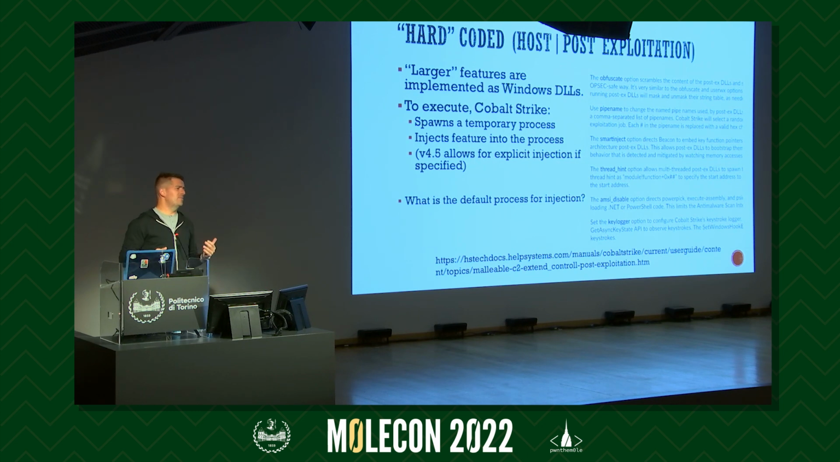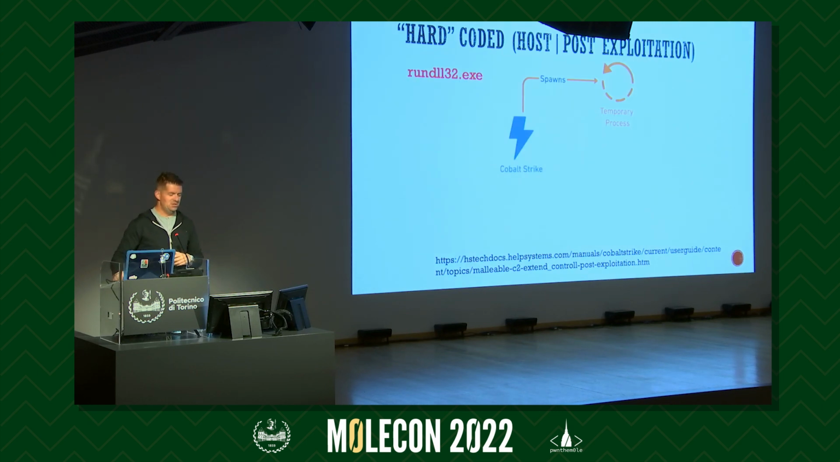But I like to just summarize it and say, that's great, that's cool, just tell me the process, because I'm here to write detections and I'm here to look for malicious activity. And that process is rundll32. Rundll32.exe is the default process Cobalt Strike injects something malicious into, and we're going to use that to our advantage a little bit later.